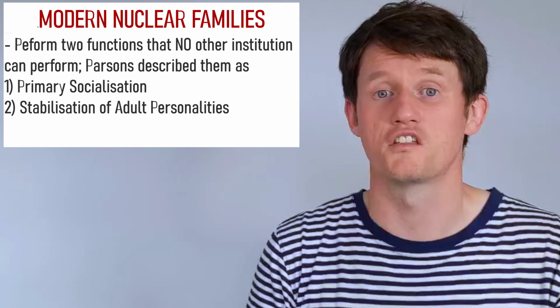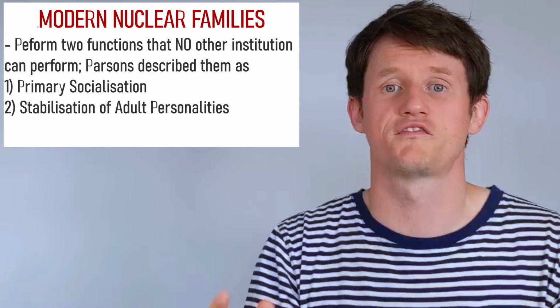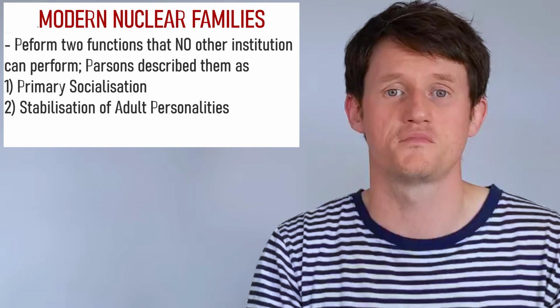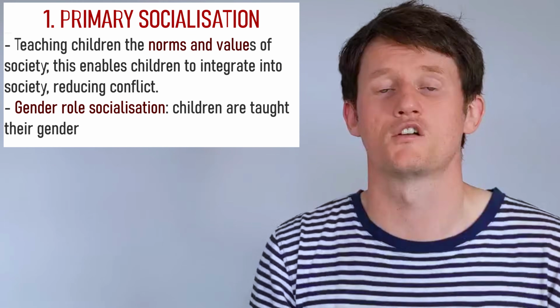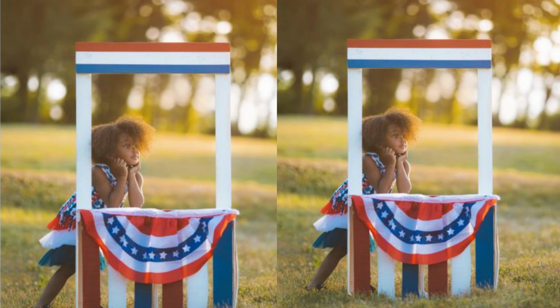Despite a number of the roles performed by the extended family now being performed by the government and people going to work, Parsons argues there were two roles the family performed that were irreducible. They couldn't be done by any other institution. And the first one is primary socialisation, socialising children into the norms and values of society.